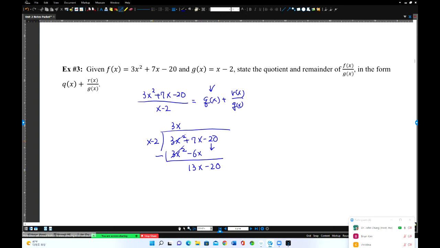It's still degree 1, so we continue to divide, plus 13. So this is 13x minus 26. When you subtract, negative 20 minus negative 26 is positive 6. This is degree 0, the divisor is degree 1, a linear factor. This is the remainder, R(x). This is the quotient, Q(x). So this equals 3x plus 13, plus R(x), which is 6, over the divisor. This one can be expressed exactly like this one.